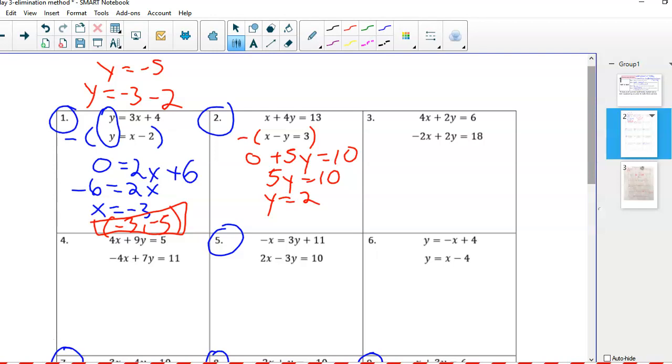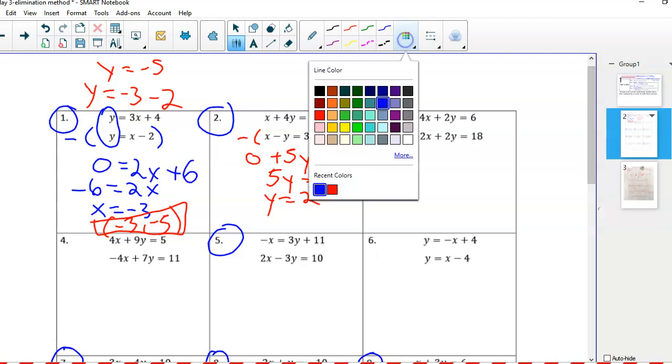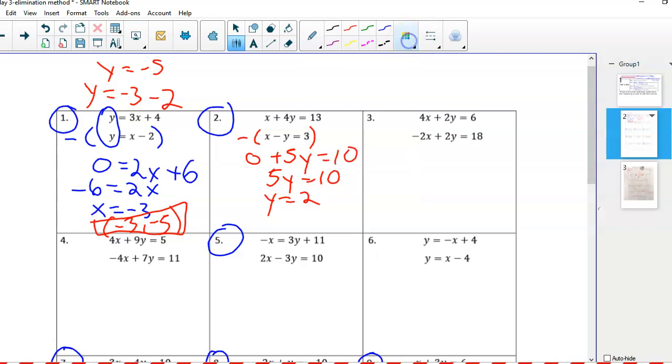Now that we have y, we can find x. It does not matter which equation we put this into. I'm going to put it in the bottom one though. So x minus 2 equals 3. If I add 2 to both sides, x is 5. So our solution is 5, 2. Remember, these are always x, y, even though we found y first. Questions on that one?